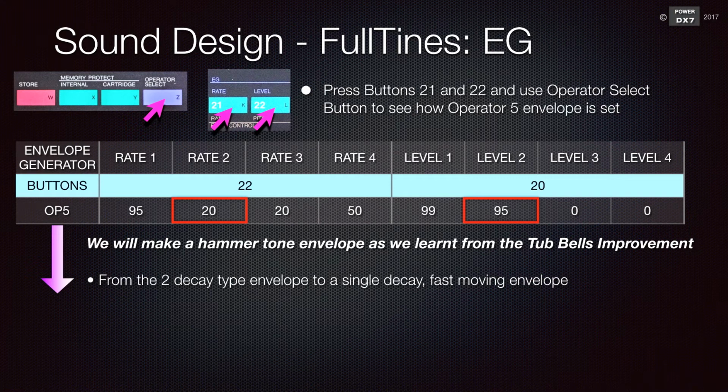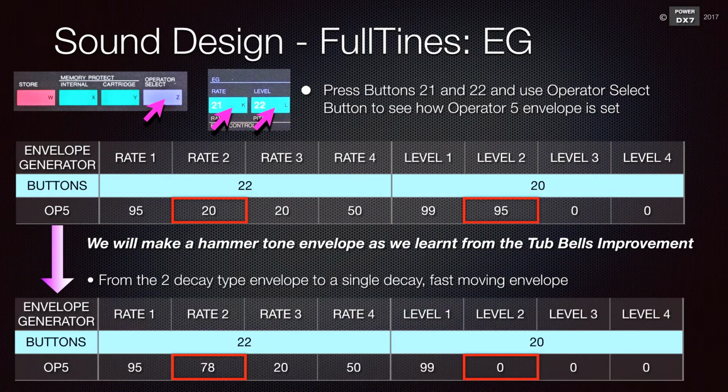We will apply what we've learned from the tube bells improvement. First, we will change rate 2 from 20 to 78, so that rate 2 has faster speed and very short decay. Then we will set level 2 from 95 to 0, so that it has only 1 decay.